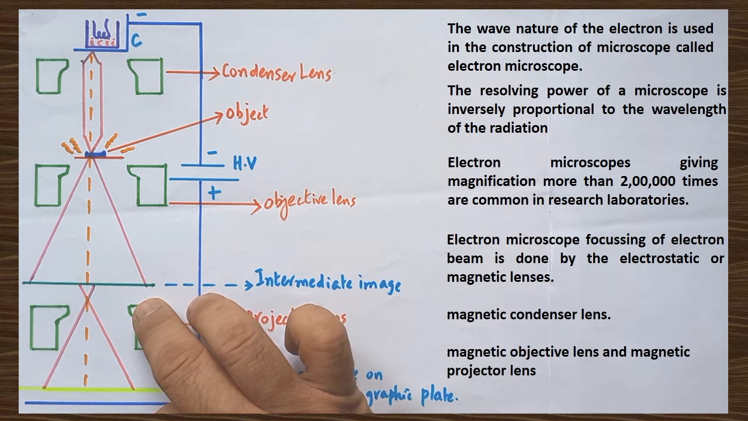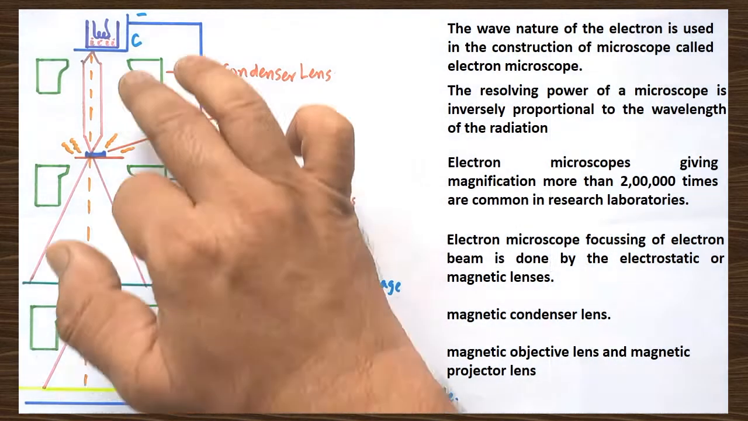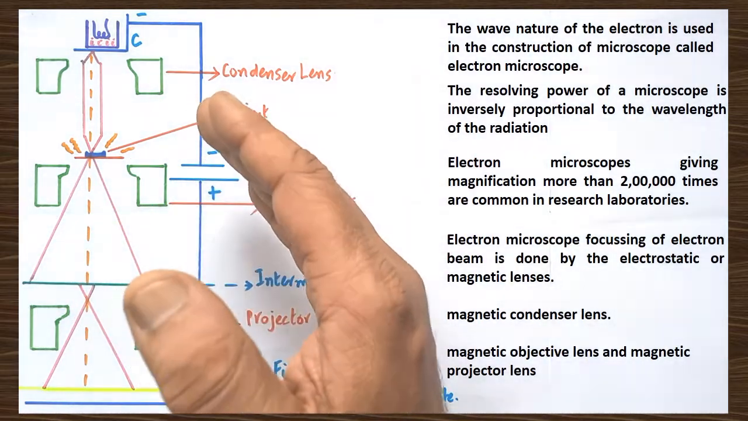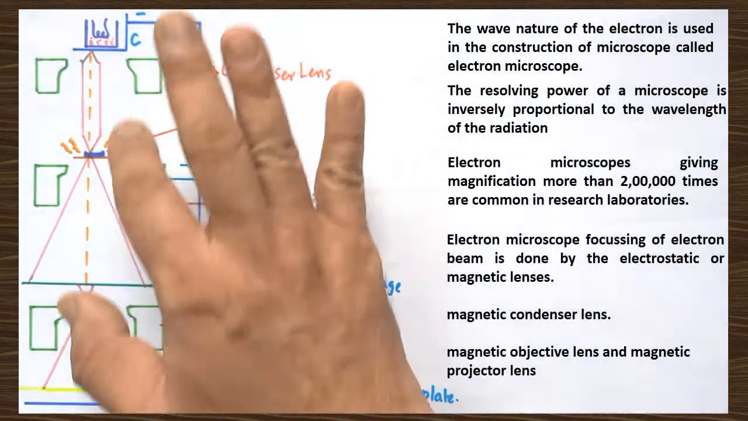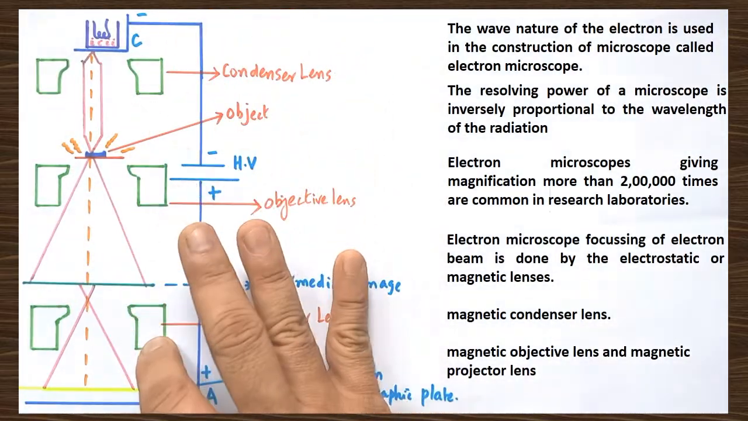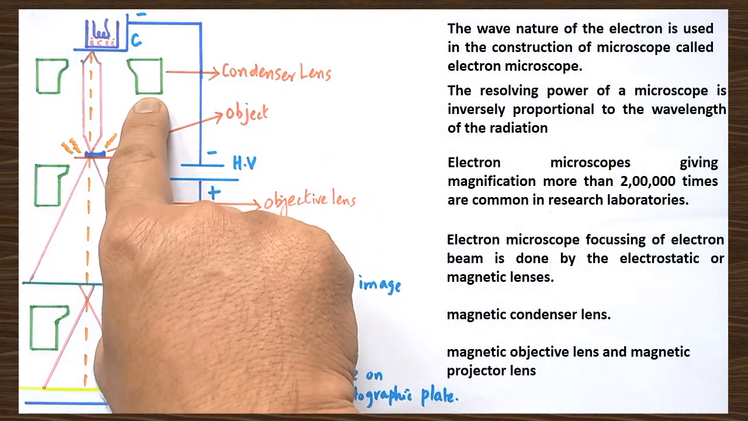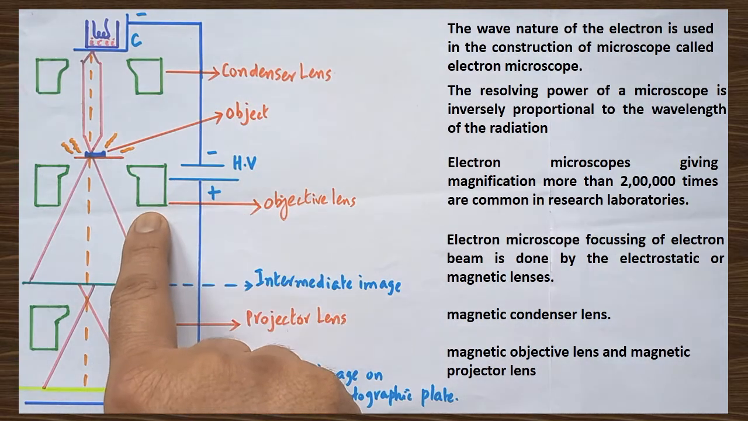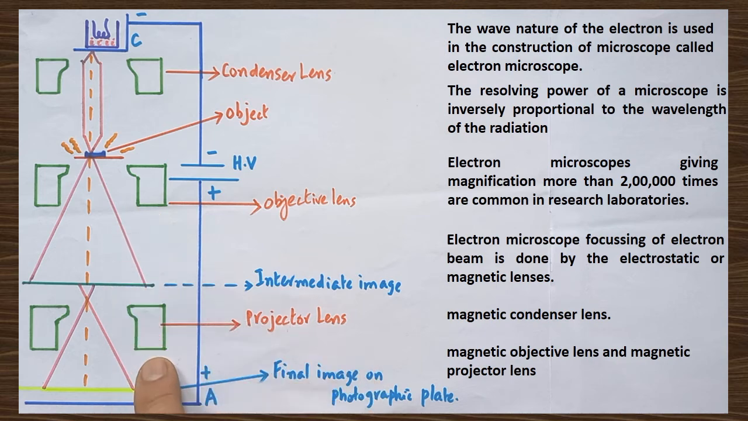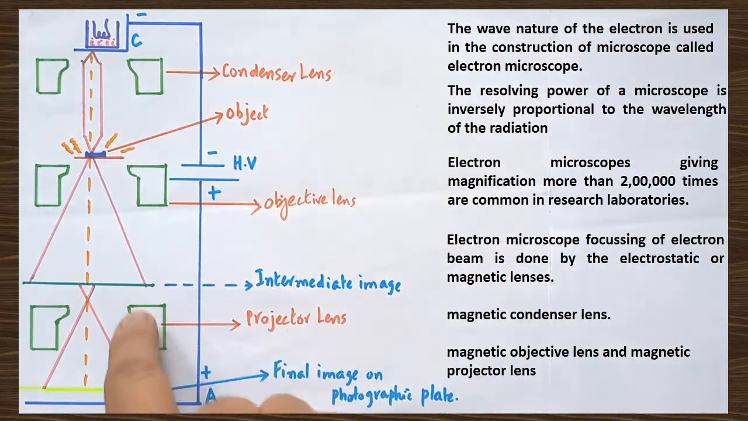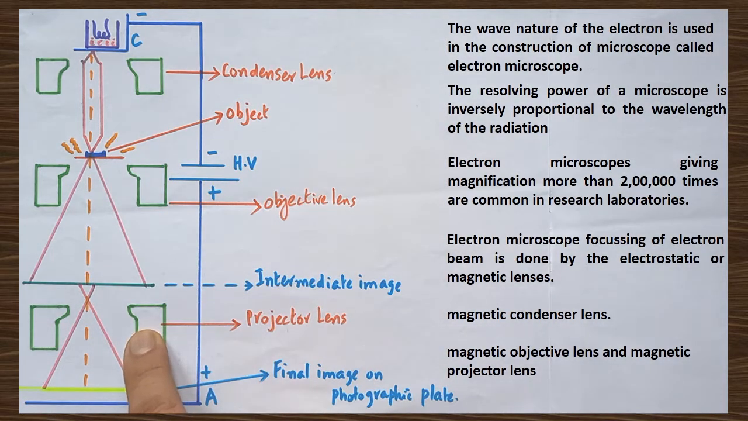So, by adjusting suitable electric and magnetic fields, the electron beam can either be converged or diverged. Such lenses are called electromagnetic lenses. Here 3 lenses are used. The first is called the condenser lens. The next electromagnetic lens is the objective lens. The third one is called the projector lens. So, 3 lenses are used. All the 3 lenses are nothing but electromagnetic lenses.